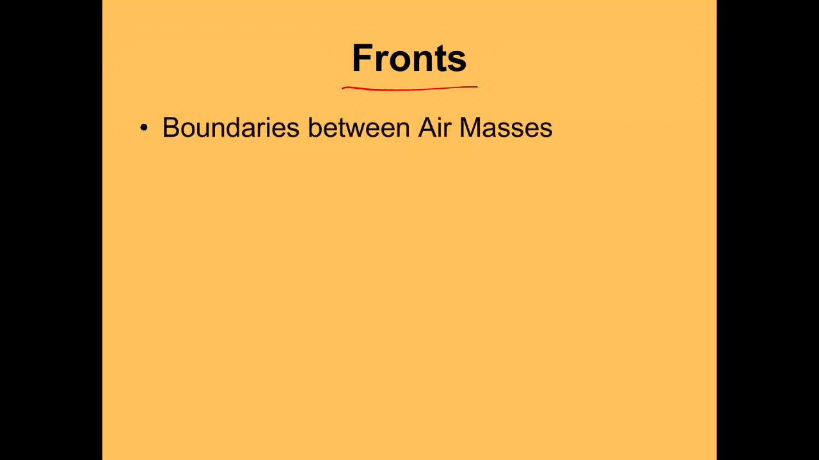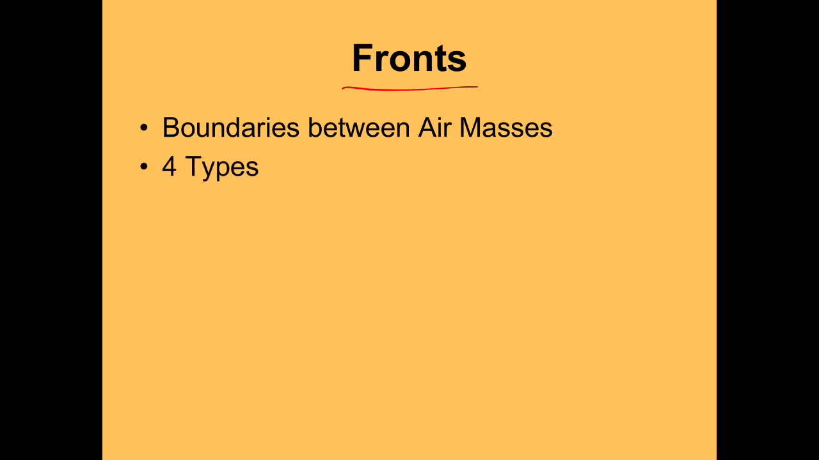In this lesson, we're going to learn how the air masses move from one source region to another. And the leading edge of the air masses is called a front. It's a boundary between the air masses, whether it be hot, cold, dry, and moist. As they move, the leading edge will be the actual front.